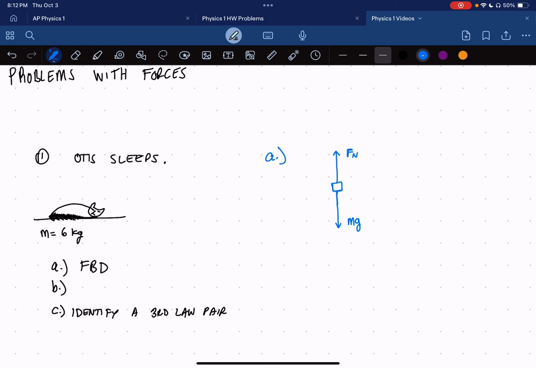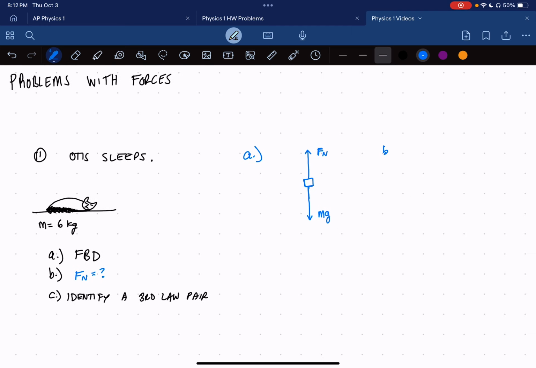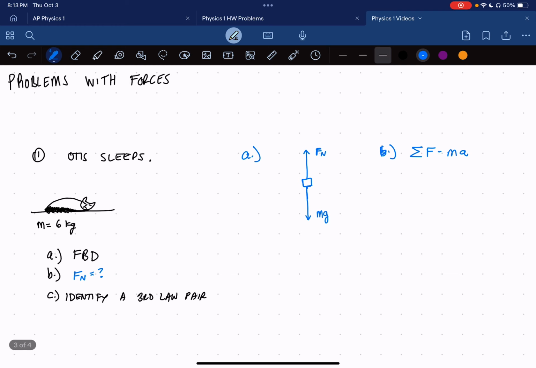Now that we have both forces labeled on the free body diagram, the next question is how much is the normal force? What's the magnitude of the normal force? And so for part B, we need Newton's second law, which is sum of all forces equals ma. And we are going to solve this equation. We need to make the equation first. I mean, that's the equation, but we need to substitute these forces into that equation.